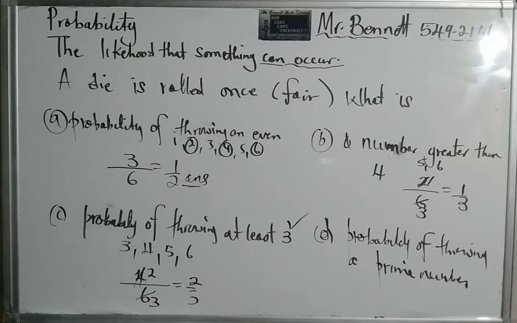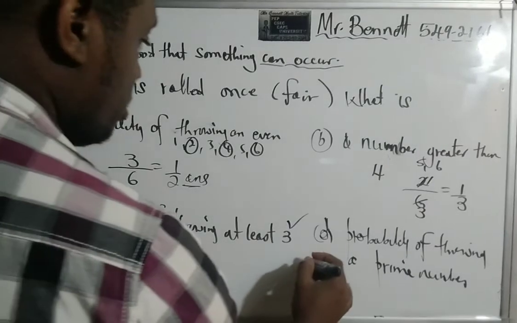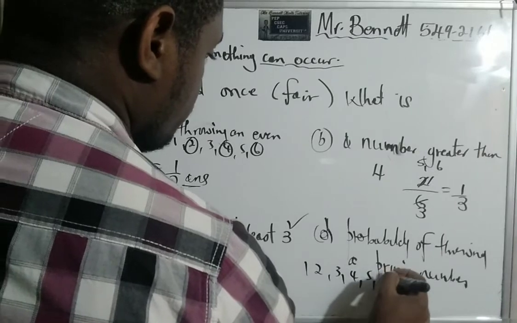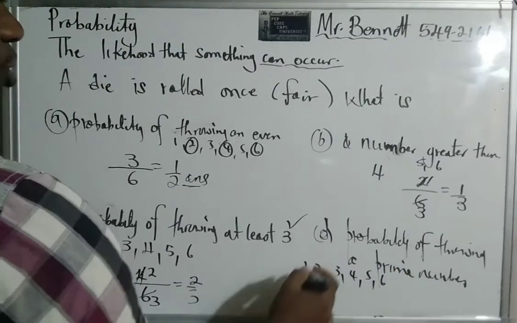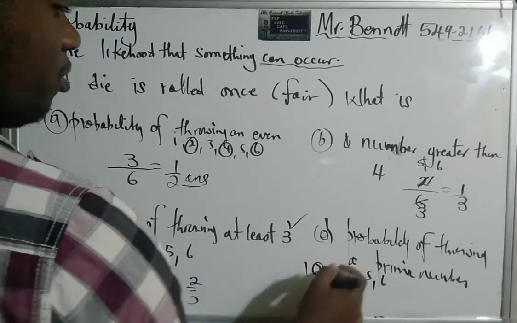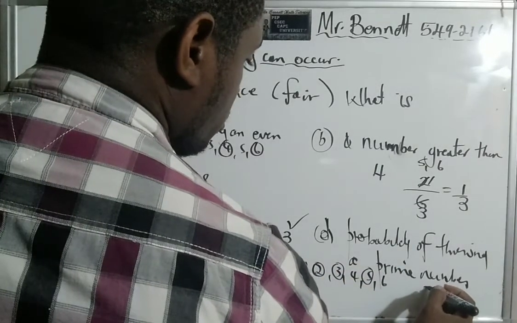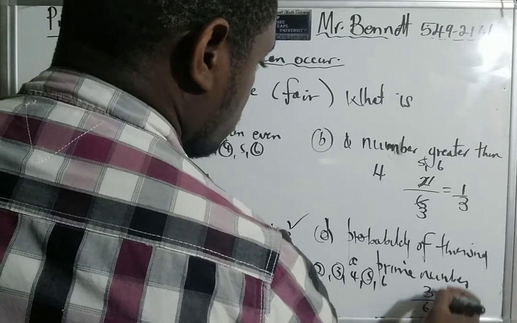A prime number now. Now all we have to do is find out how many prime numbers are in this. And that will be 2, 3, and 5. So that will be 3 out of 6.